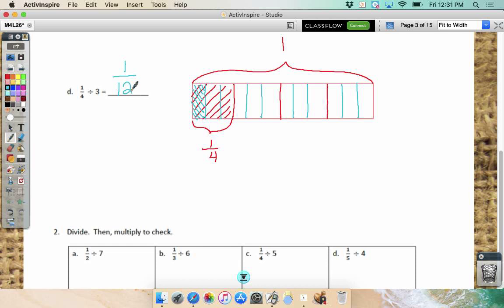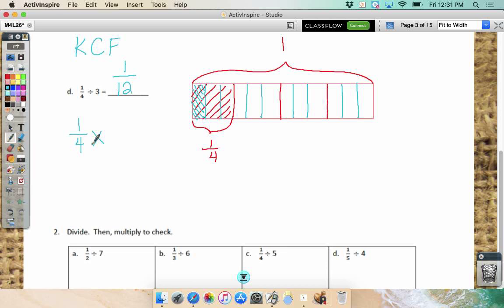Now, I want to know if this works with KCF, our trick. Let's double check, because it's been a few days since we've done that. So the K stands for what? And then change, flip. Okay. So keep 1/4.